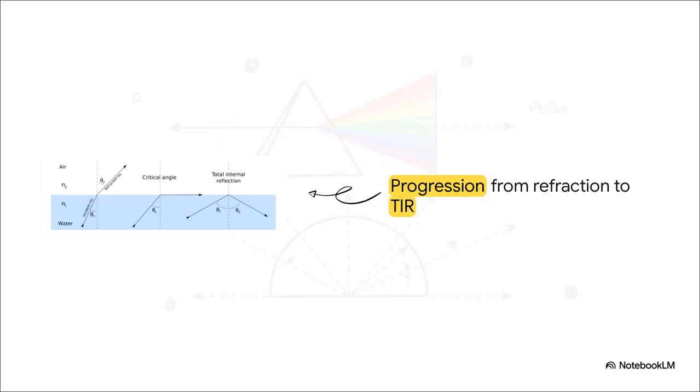On the left, it refracts normally, bending away. But widen that angle and look at the middle ray. It hits a literal breaking point, the critical angle, and instead of escaping, it just skims completely flat along the boundary. Push it even further on the right and no way out. The wave bounces entirely back inside.